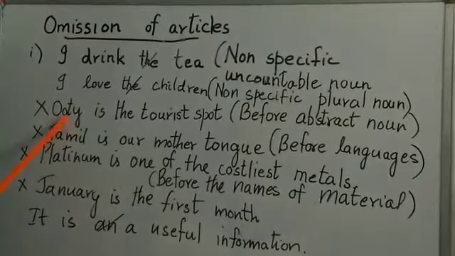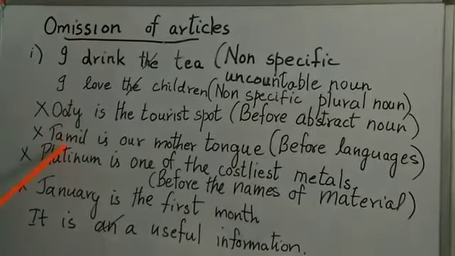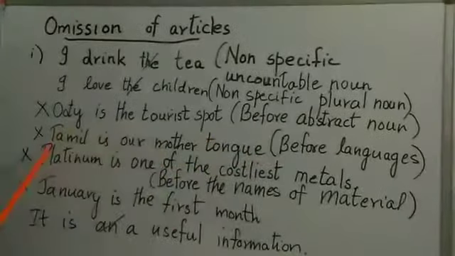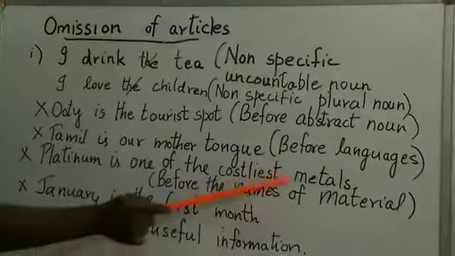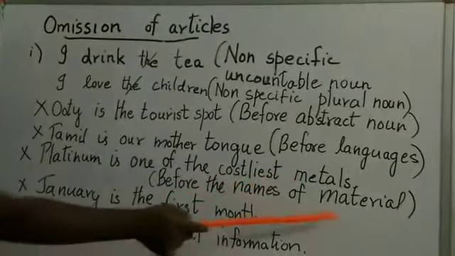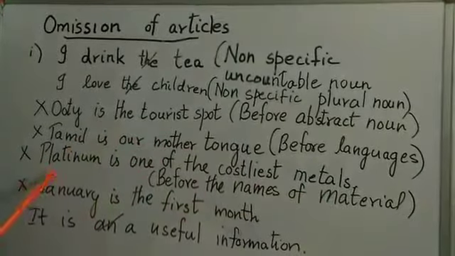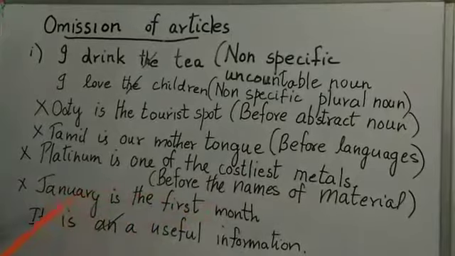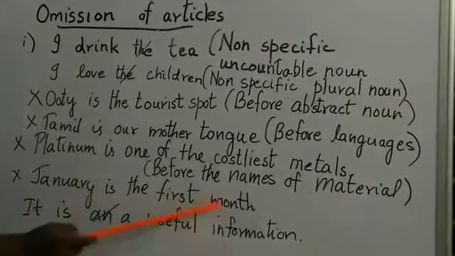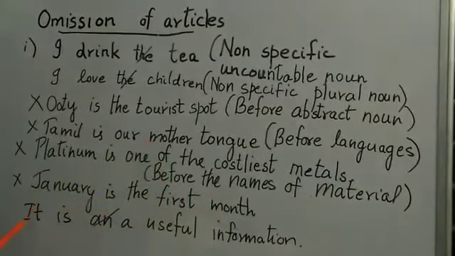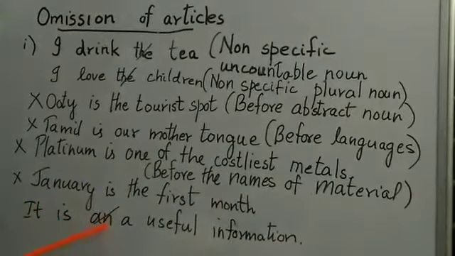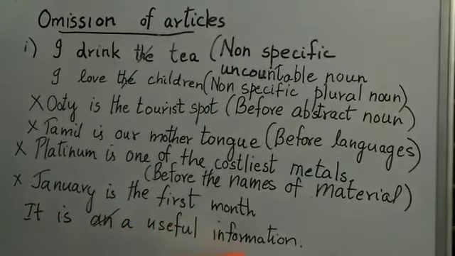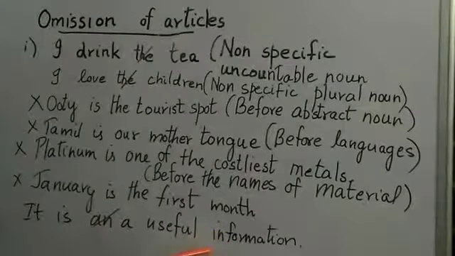Next one, you see "the Tamil is our mother tongue." Wrong. Before languages you are not supposed to use "the". "The platinum is one of the costliest metals." Before the names of material you are not supposed to use "the". Before the names of months or days you are not supposed to use "the". "January is the first month." "The" should not be used. And finally, "it is an useful information" is wrong. It is "a useful information" because it is an exception in the usage of "a".